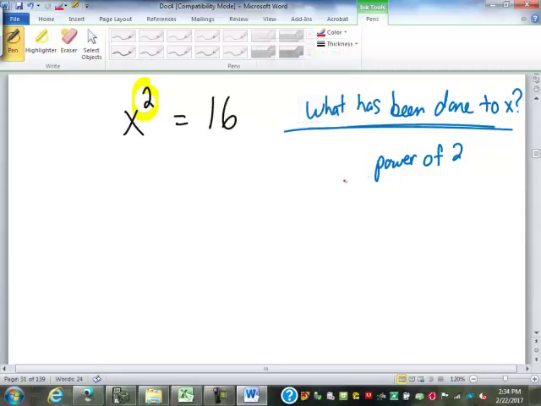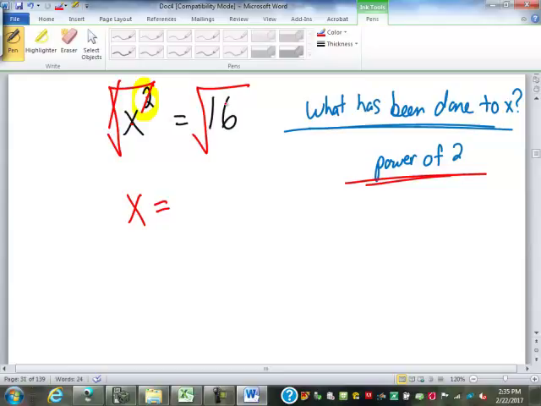What's the opposite of a power? A root. So this is to the power of 2, so we have to use a square root. So we have to square root the other side of the equation as well. So the square root of x squared, the root and the squared cancel out, leaving me with x. What's the square root of 16? It's 4, or what's the other one?